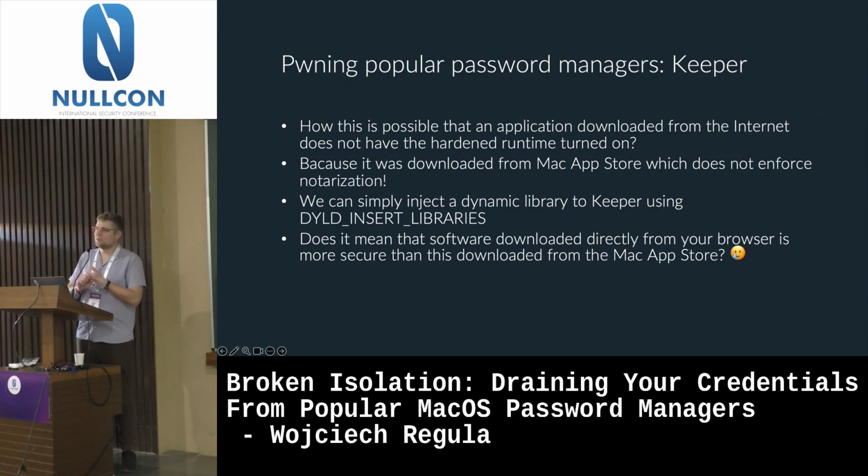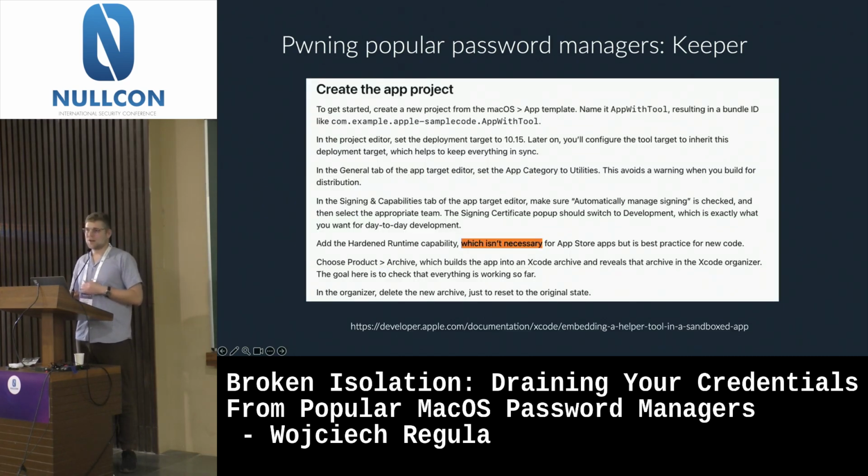So I wanted to determine if I just found a 0-day, if that's a vulnerability, or if it's a design problem. So I tried to find it in Apple's documentation, and actually in Apple's documentation you will see the sentence: add the hardened runtime capability, which is not necessary for App Store apps, but is best practice for new code. So, okay, if you want to distribute your app outside of the Mac App Store, you need to be compliant with all the strict notarization requirements, but for the Mac App Store, it does not even exist. It's a good practice.